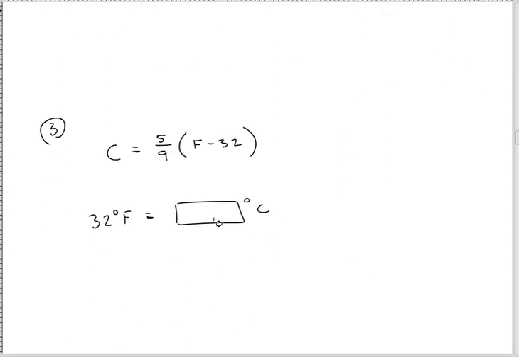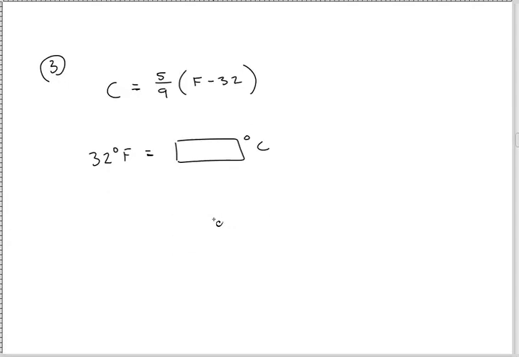Next problem, number 3. So there's a little bit more wording here. They got a formula, C equals 5/9 times F minus 32. What they're really trying to talk about here is Celsius and Fahrenheit, and they're wanting to convert it. And so given that I have a Fahrenheit, I can go and find Celsius.